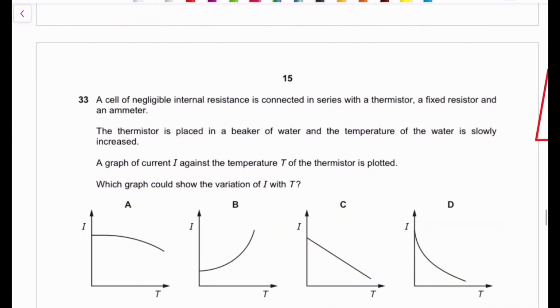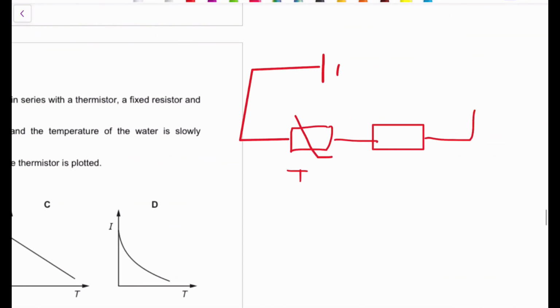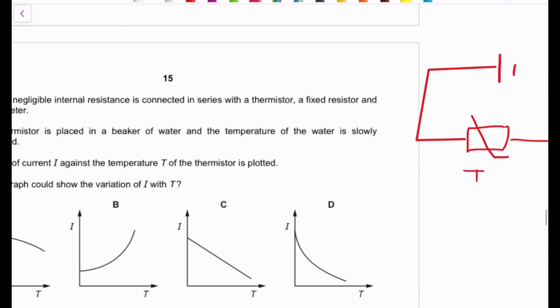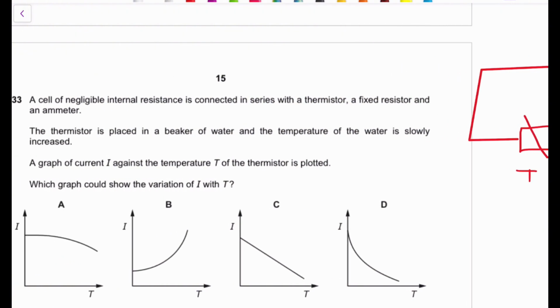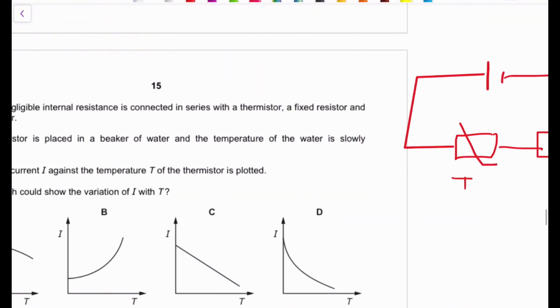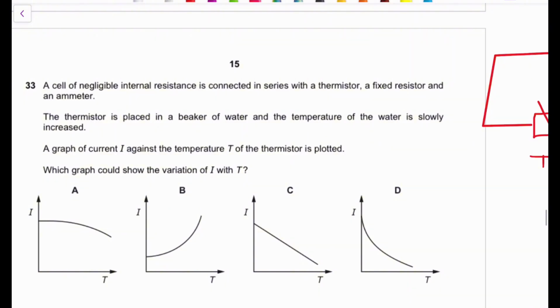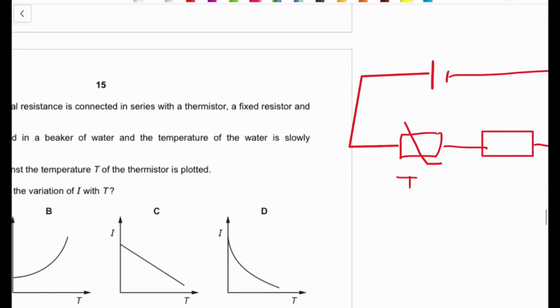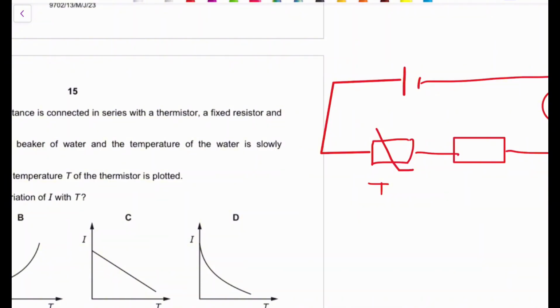Then we have an ammeter. So we should have an ammeter over here, and that's basically it. We go back to the circuit, and the thermistor is placed in a beaker of water. So let's go to a thermistor, and we're going to place it in a beaker with water, something like that. So this is our water over here.